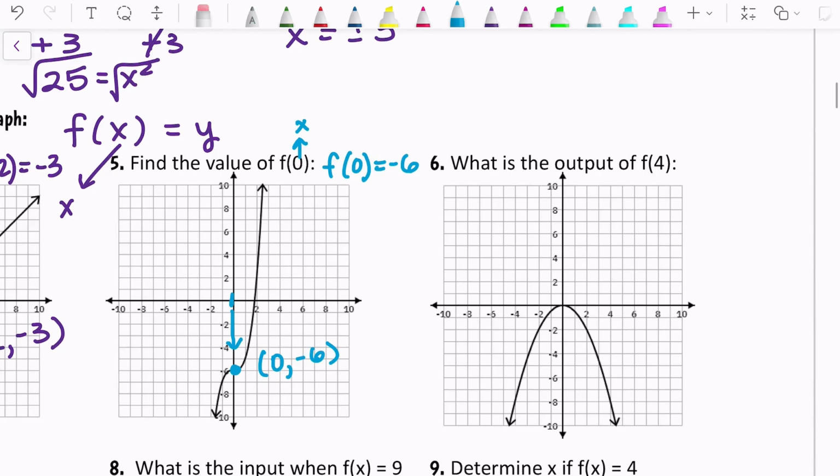Okay, another one of these. I have that x is 4, and so I'm going to go to 4 on the x-axis. I'm going to look down until I find the graph, and I see the point at 4. The y value is -8, and so I will write f of 4 is -8. And so again, it's just the ordered pair written differently. The x value goes on the inside, the y value is on the outside.